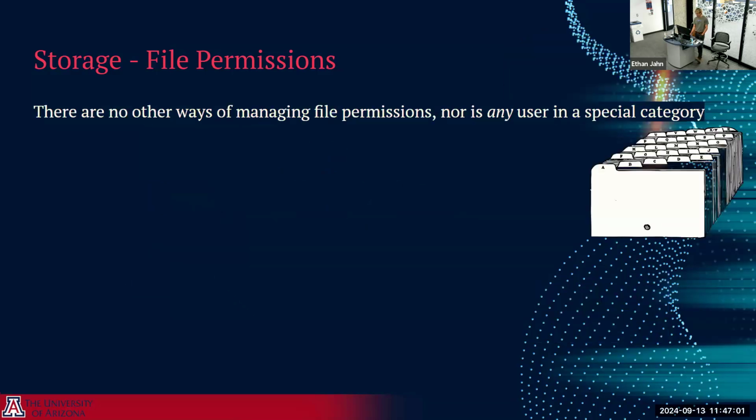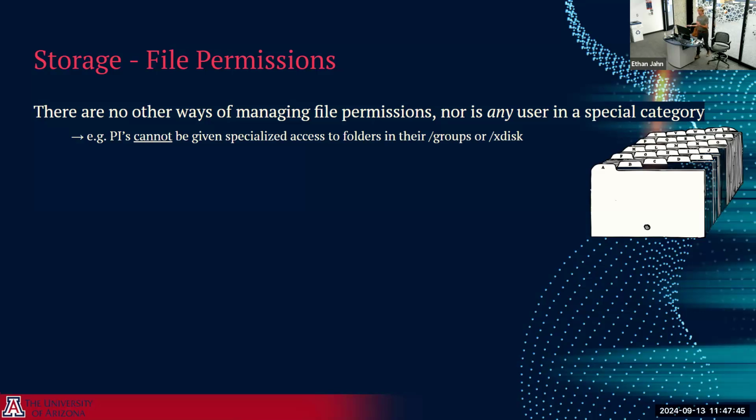Okay, let's keep moving. One important thing with this file permission system is oftentimes we get a lot of questions about exceptions to this system, like, can you make this one particular file accessible to this one particular user? Unfortunately, this is the system. There are no other ways of managing file permission. There's no secret backend that any of us have, and no user is in any particular special category. So that effectively means that PIs cannot be given any specialized access that any other user cannot have. All users are treated exactly the same in the Linux file permission system.